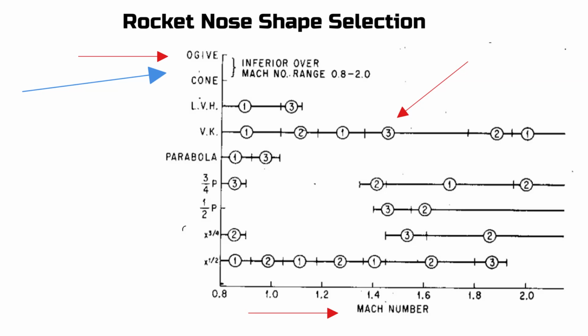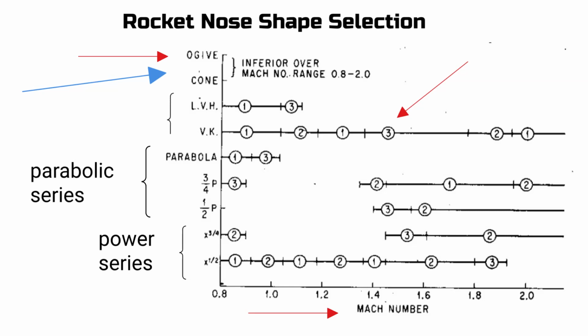The 9 types of nose cone shapes are listed as follows: the Power Series, the Parabolic Series, the Haack Series, which includes the von Karman curve. These shapes are mathematically derived for the purpose of minimizing drag. Also, these include the popular cone and ogive noses.